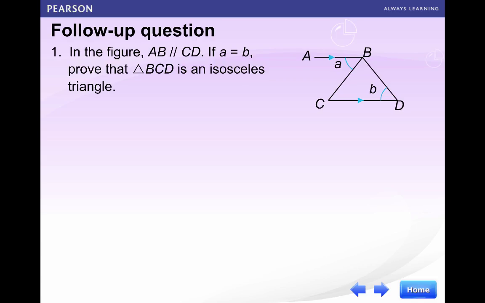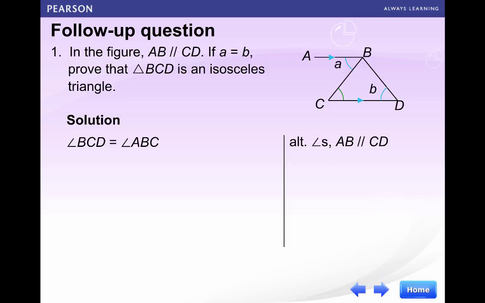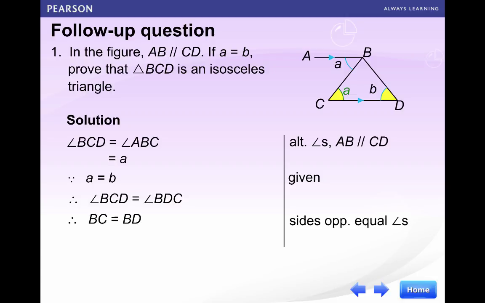Therefore, triangle ABC is an isosceles triangle. And look at this. We want to prove that triangle BCD is an isosceles triangle. First, angle BCD, this angle, equals angle ABC, which equals small letter a, because alternate angles, AB parallel to CD. And we know that a equals b, which is given. That means the base angles are equal. Therefore, BC equals BD. And the reason is sides opposite equal angles. And therefore, triangle BCD is an isosceles triangle.